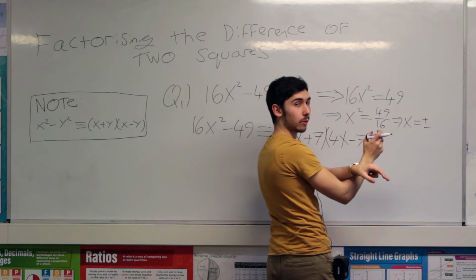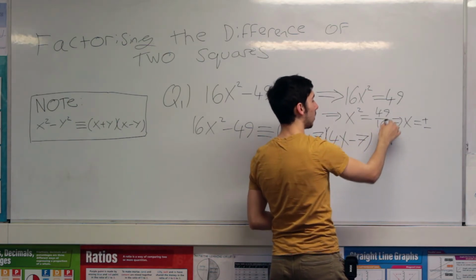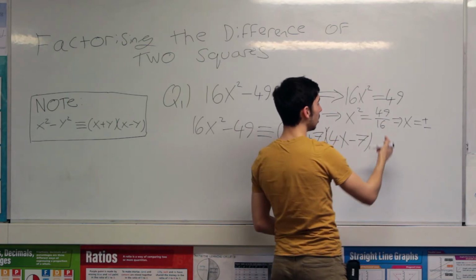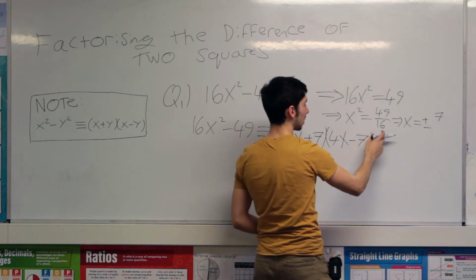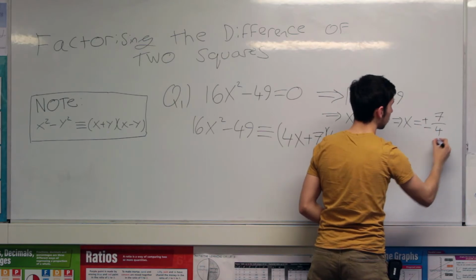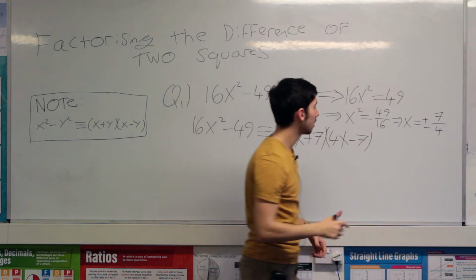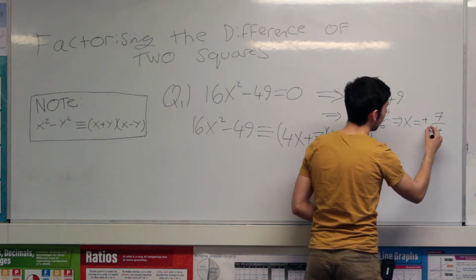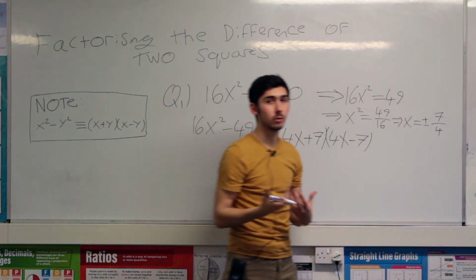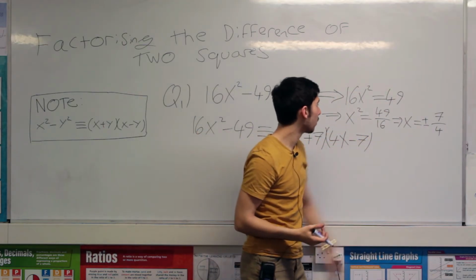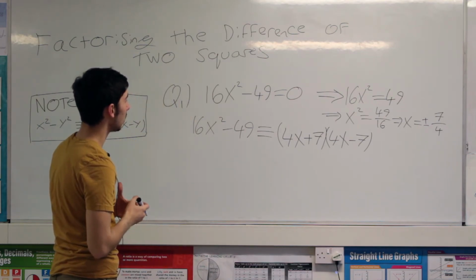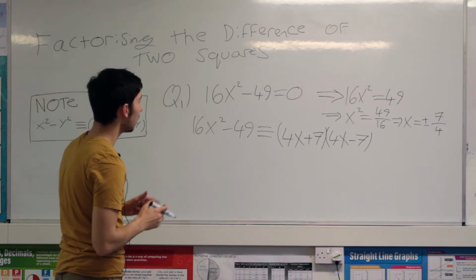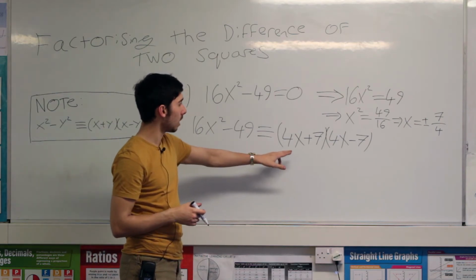Remember, when you take a square root of a fraction, you just square root the top and the bottom and keep it as a fraction. So the square root of 49 is 7, and the square root of 16 is 4. So plus or minus, positive or negative, 7 over 4, okay? Yes, technically that's fine, you're right. But we can also do it this way.